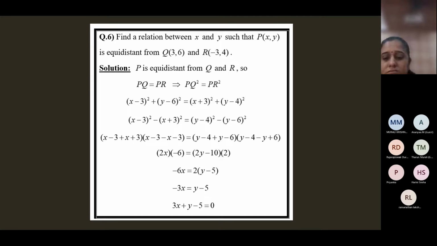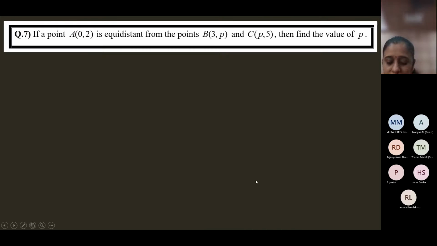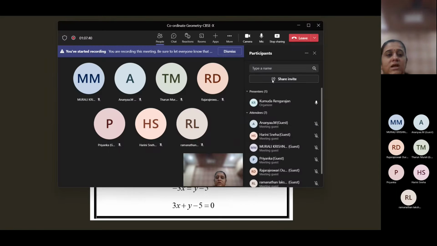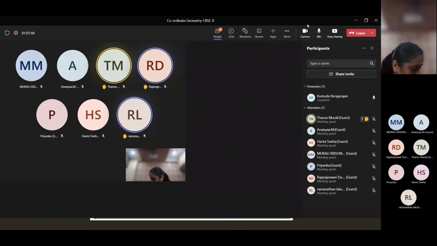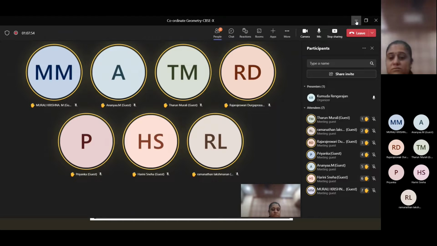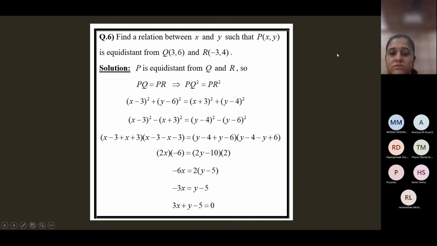All right, children. Class, use the emoji. Raise your hand. Tarun, Murali, Ram, Raja Rajeshwari, Priyanka, Ananya, Harini, Sneha, Murali, Krishna. Very good. All right, children. Just a second, children.